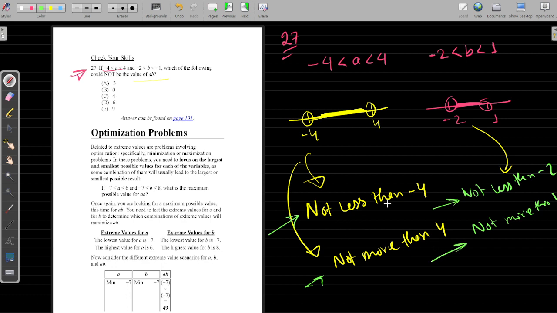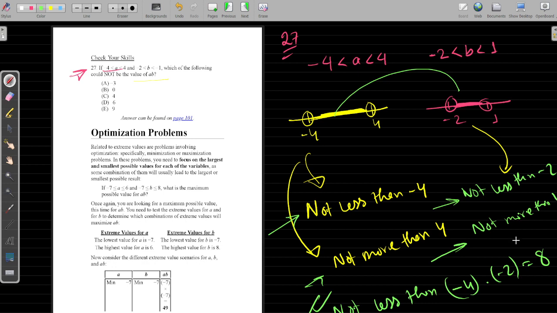So for the lowest value, if I multiply these two, -4 multiplied by -2 means minus minus plus 8. So any value which is not more than 8 will be in our range. They will remain in this range. But if the number is greater than 8, then it cannot be our answer. So the question is about which could not be the value. So our answer will be 9.